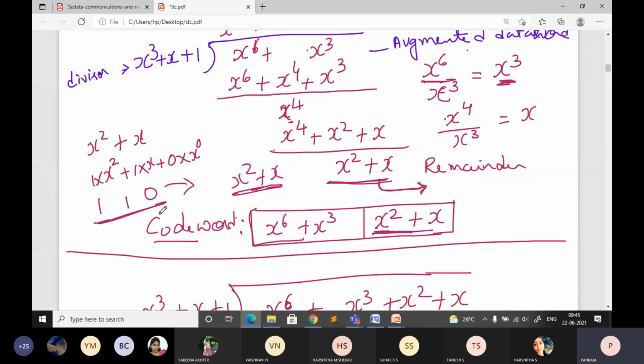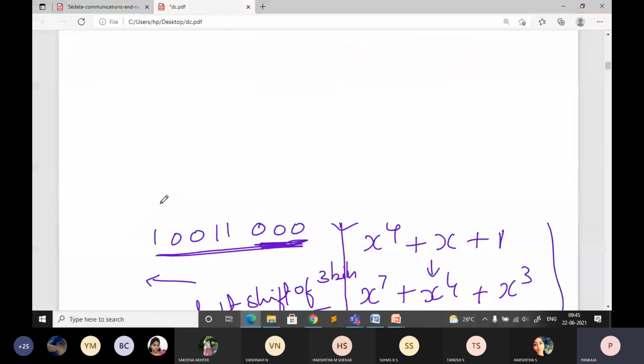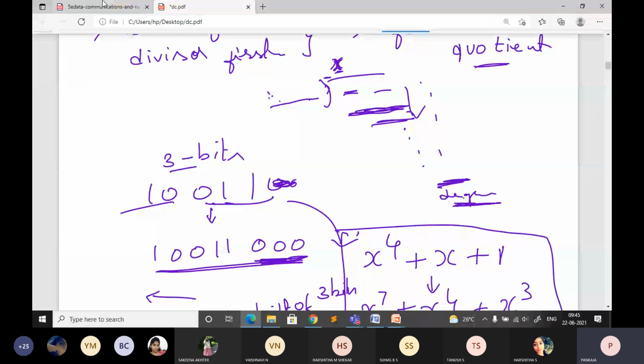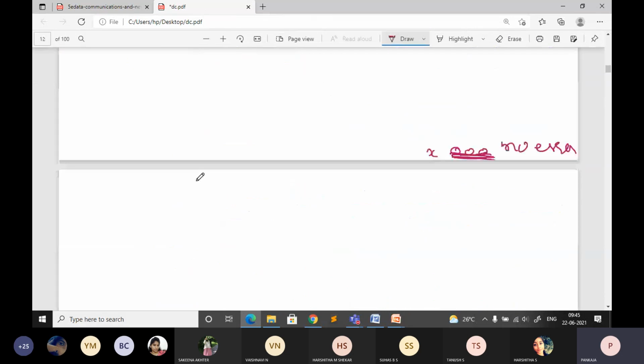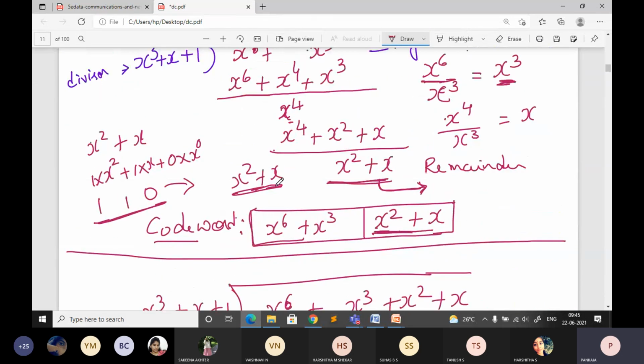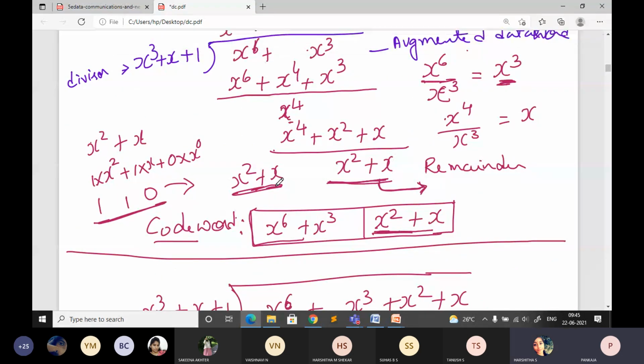See, the same thing we got here also. When we did in binary 110, the same thing you are getting in the polynomial. You should get the same thing only. The only thing is you are representing it in terms of polynomial. Ma'am, can you repeat binary to polynomial once more? Binary to polynomial. Okay, 1 minute.